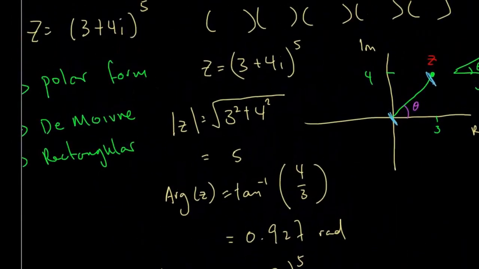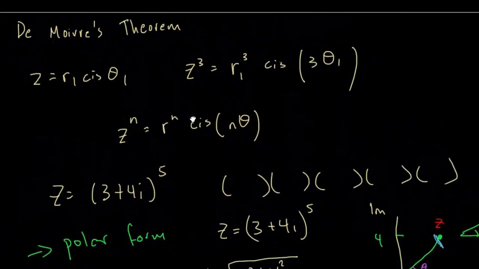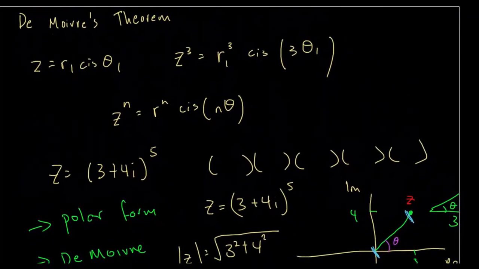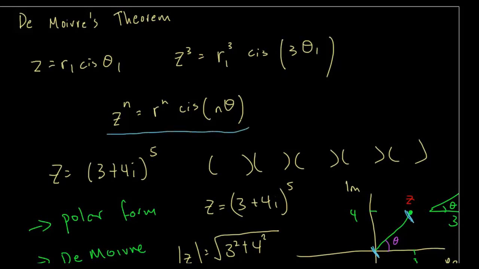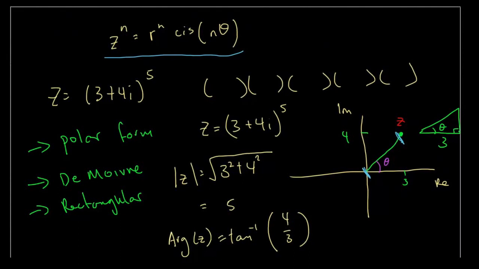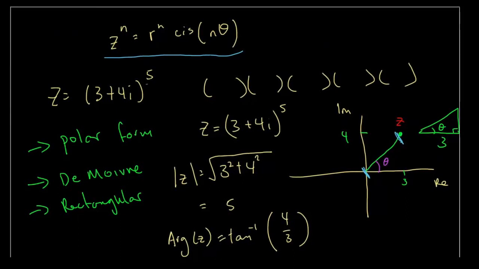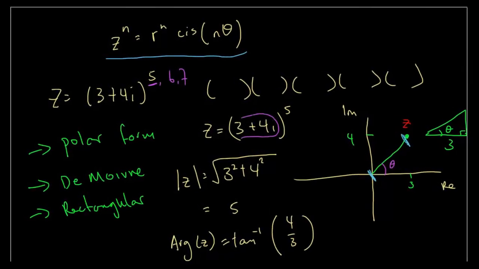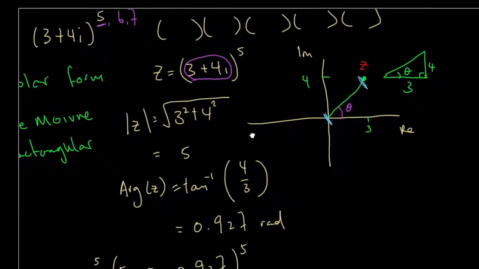So just to recap, de Moivre's theorem is used when a complex number in its polar form is raised to a power. Here's the general formula for de Moivre's theorem. It is used when you have a rectangular form complex number raised to a high value, for example 5 or 6 or 7. The first thing you need to do is convert the rectangular form complex number, which is this 3 plus 4i, and find its polar form.